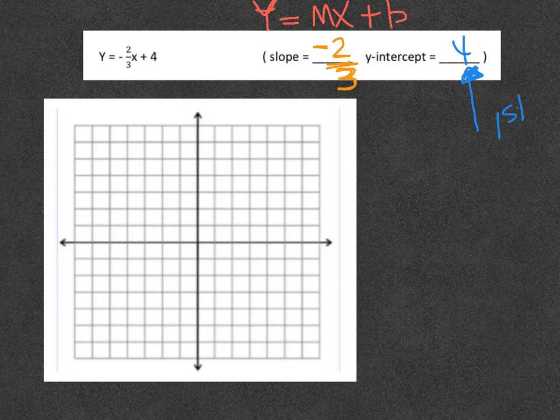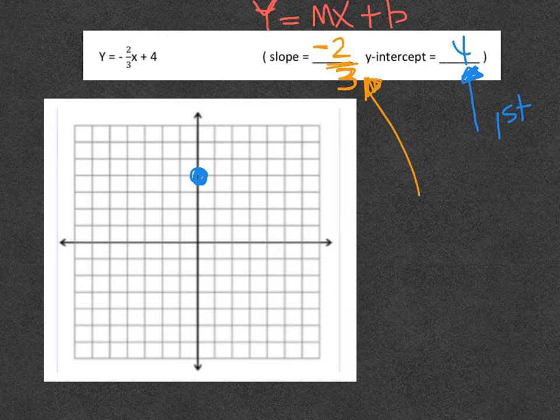When you first start to graph, you begin with the y-intercept. That's your first step. Go to your axis where it is at 0, 0, and it says go up to positive 4. So 1, 2, 3, 4. This is going to be my y-intercept. Place a dot.